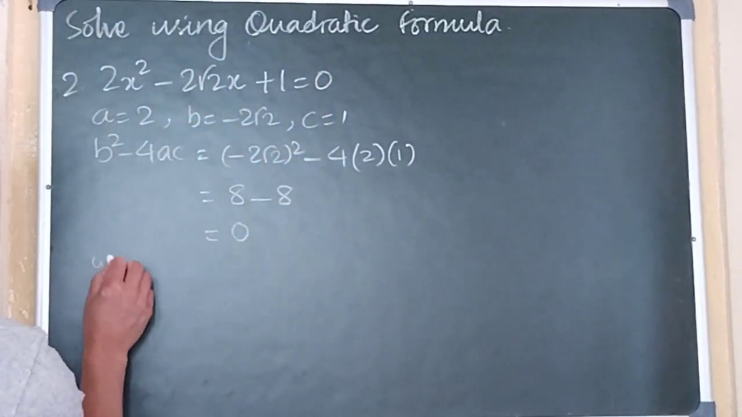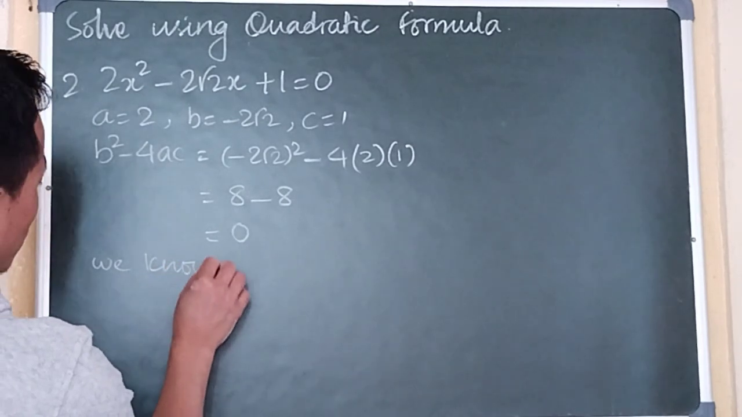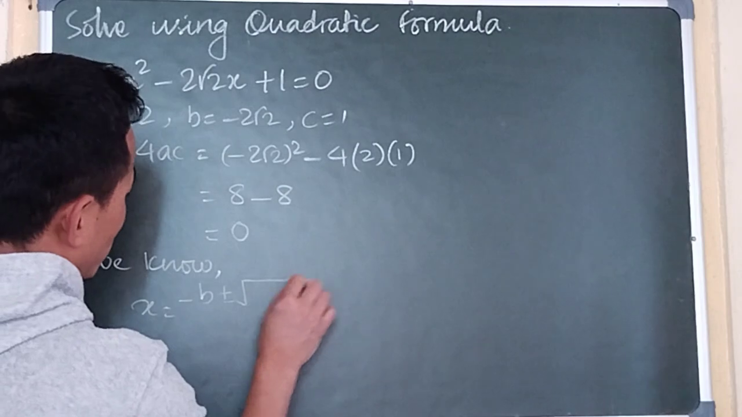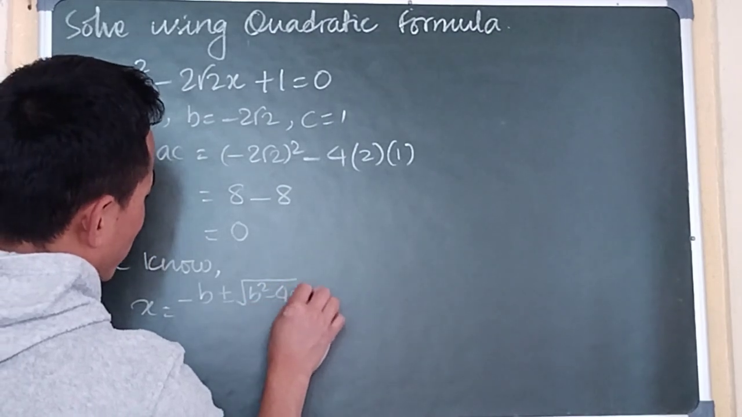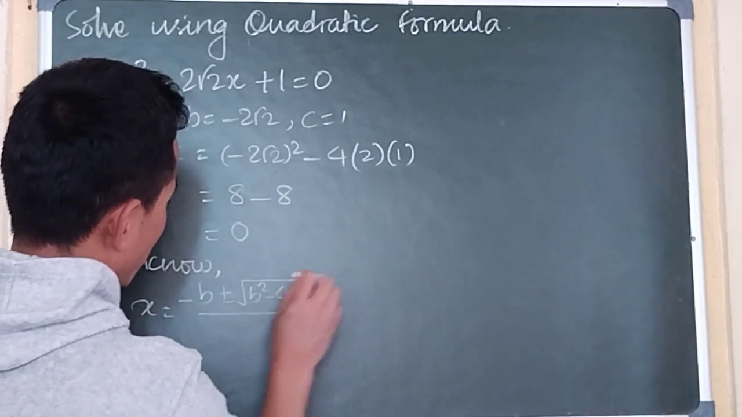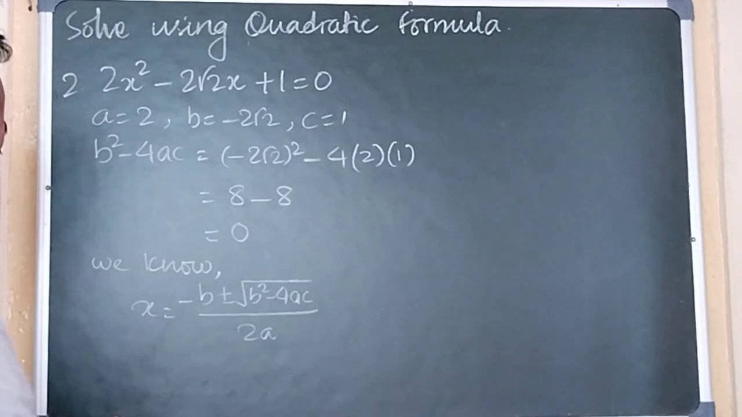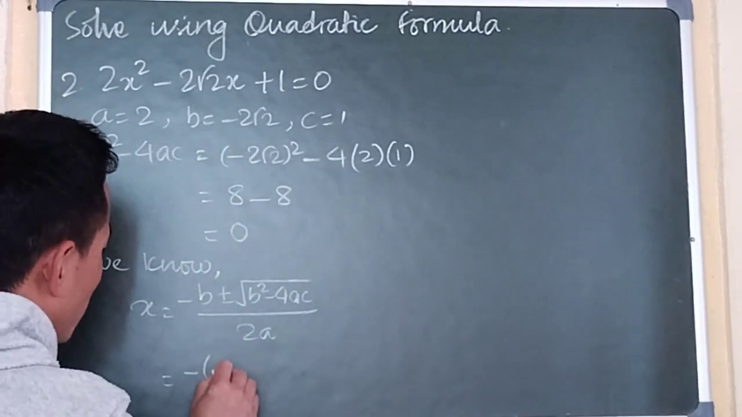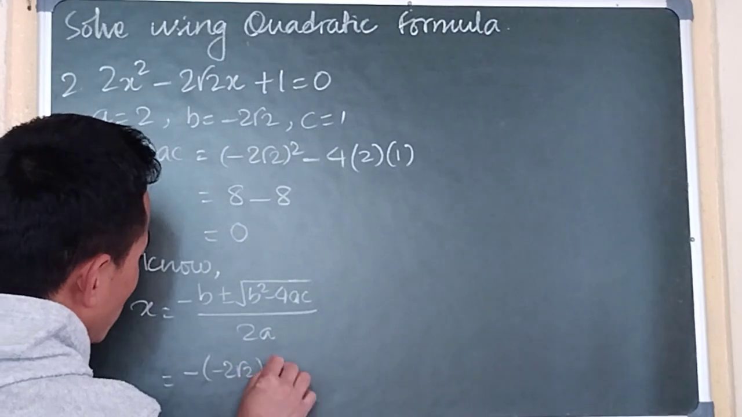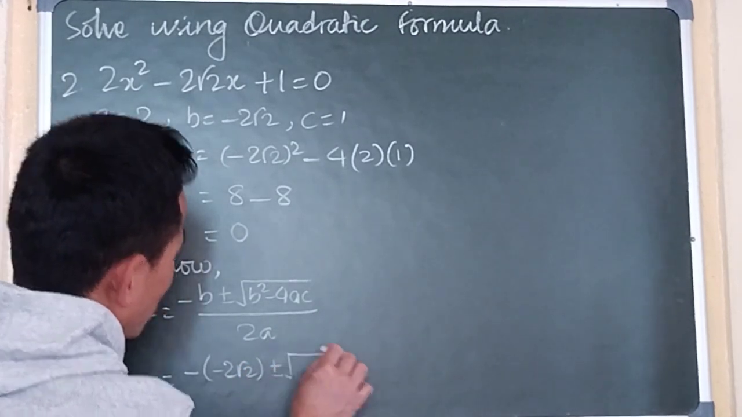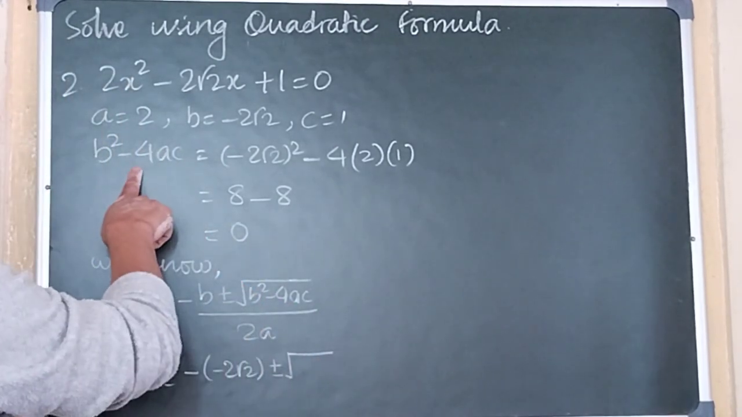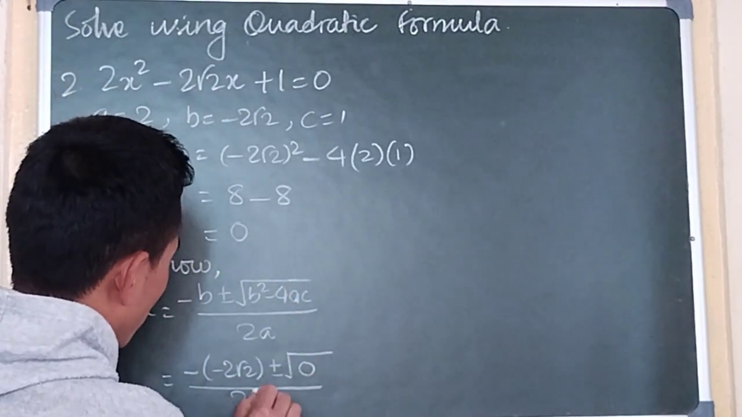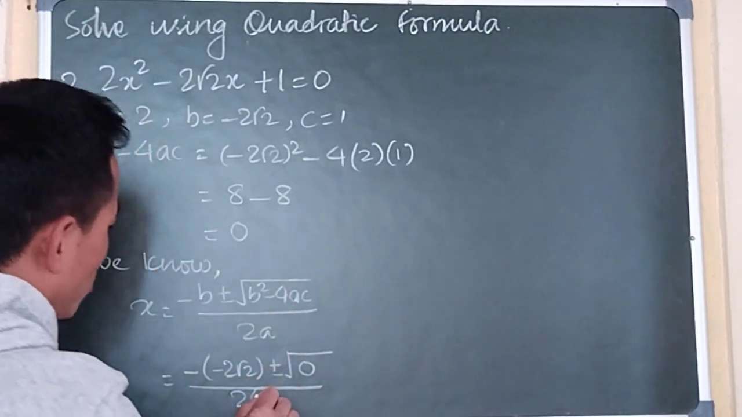So we know x is equals to minus b plus minus under root of b square minus 4ac divided by 2a. So simply put the values here. Minus b is how much? Minus minus 2 root 2, plus minus b square minus 4ac. We have already obtained the value, which is equals to 0. So you can write 0 here. And 2 times a is how much? 2.